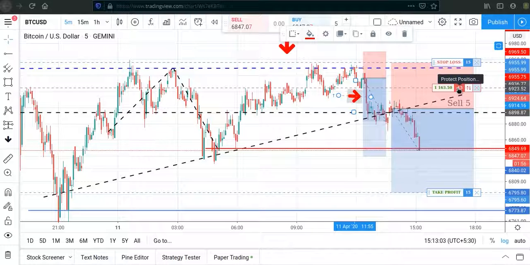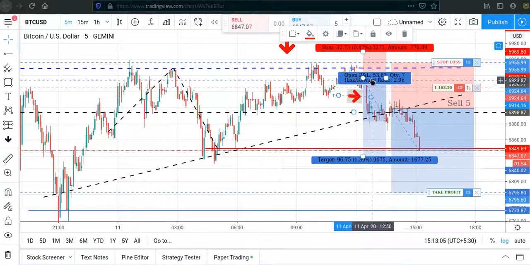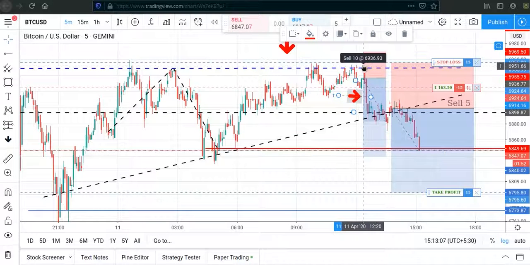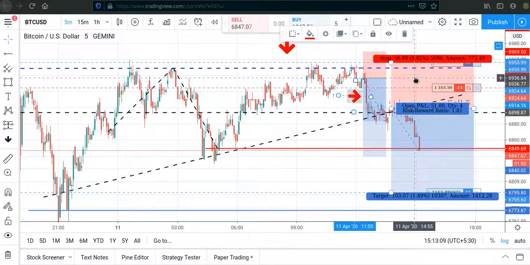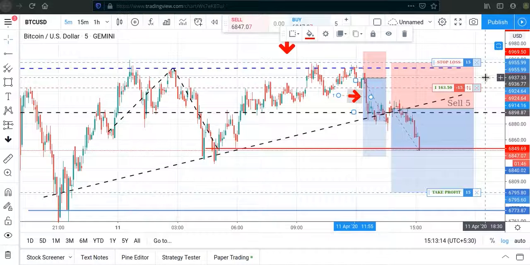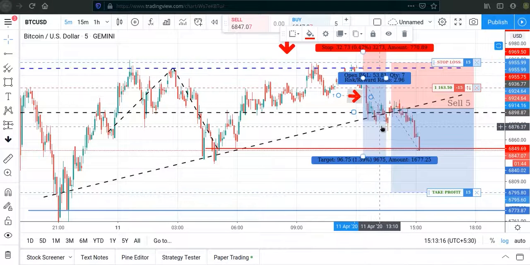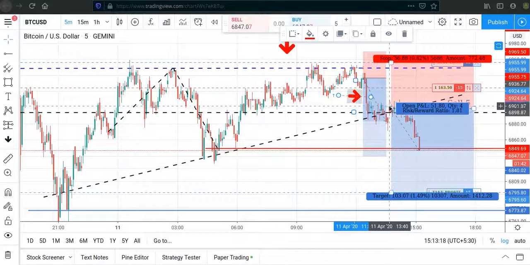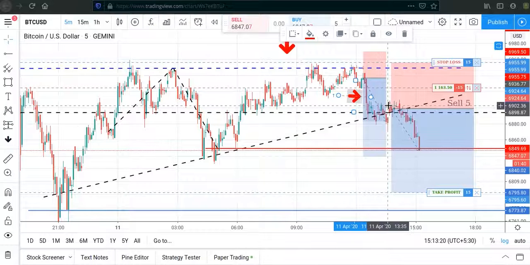Initially I was in with 10 quantity on this candle. The price was around 6936. After that, once I saw this reaction here, not much from buyers, I added 5 more quantity at this spot.